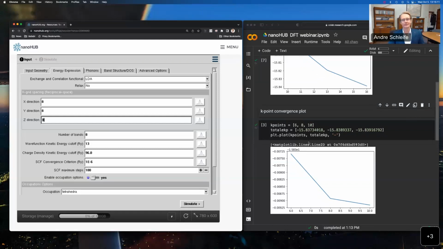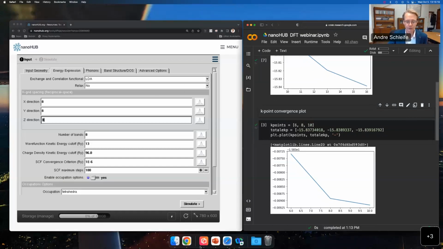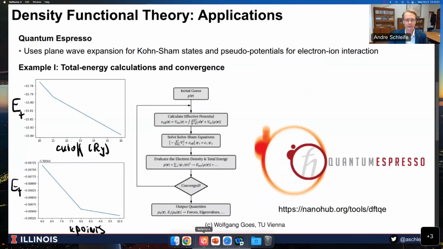Okay? The idea is the same. You have to choose a set of numbers to try. Then you plot the total energy as a function of those numbers. And once you've done that, you will see whether this number converges or not. So again, careful here with the Y scaling. So we have this funny notation here.